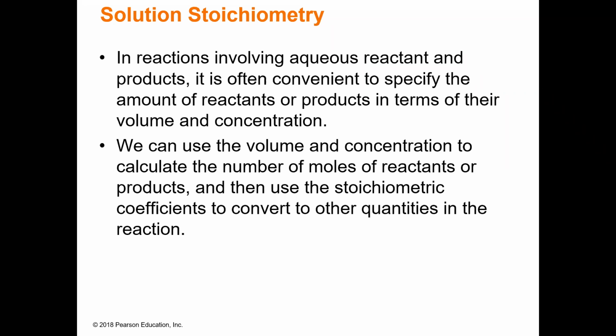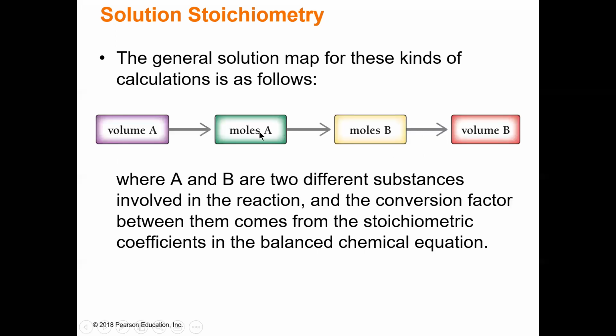Now, if we have volume and concentration, we can calculate the number of moles, right? Because molarity equals moles per liter. So if we know molarity and we know liters, we've got moles. Anytime we know moles, we can do stoichiometry if we have a balanced equation. So this is going to be sort of the general flow chart for a lot of these problems.